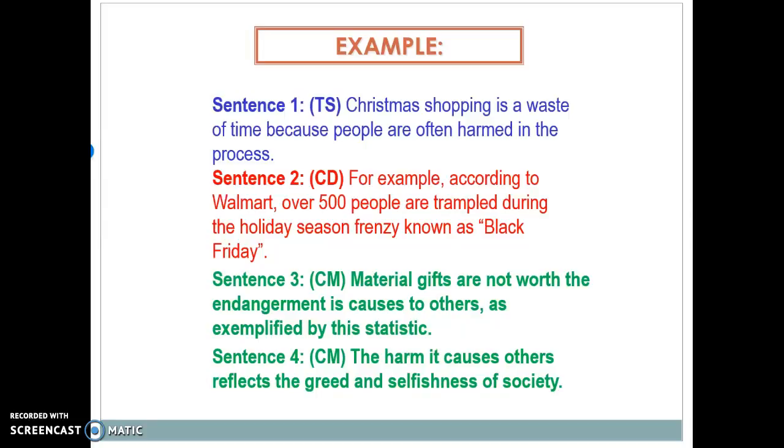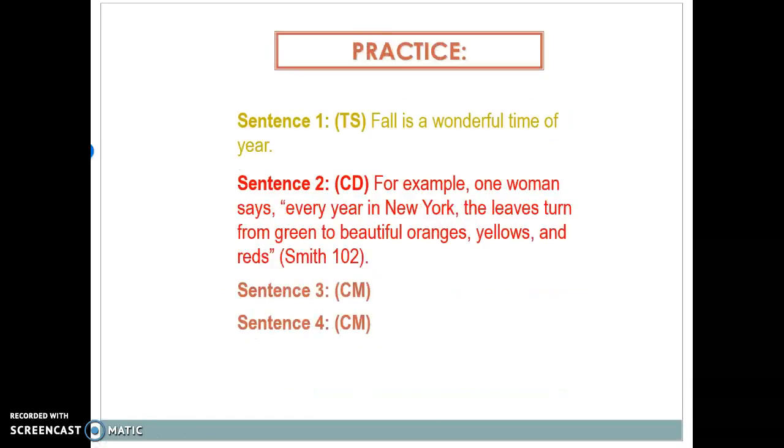Then notice the following two sentences. It's a chunk, just like we discussed before. One CD gets 2 sentences of commentary at least. Their first CM sentence says, material gifts are not worth the endangerment it causes to others, as exemplified by this statistic. Second sentence, the harm it causes others reflects the greed and selfishness of society. These are not facts. This is the author's own analysis as to how this relates back to their thesis and specifically their topic sentence in this paragraph.